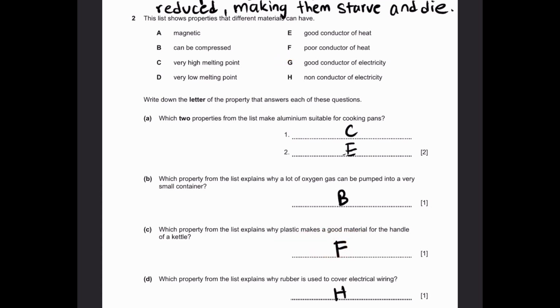D. Which property from the list explains why rubber is used to cover electrical wiring? This is similar to the previous one. If you use something like copper to cover electrical wiring, it'll just conduct from the electrical wiring to copper because copper is a good conductor of electricity. And that means we could get an electric shock very easily. So using rubber, which is a non-conductor of electricity, helps us to not get electric shocks or to be more safe while handling this equipment or electrical wiring in this case. That's why we need non-conductor of electricity, H. That's the answer. Question 3.